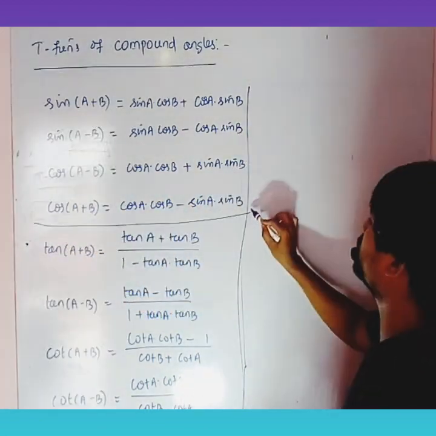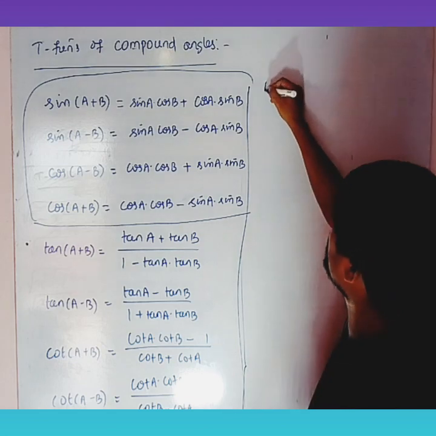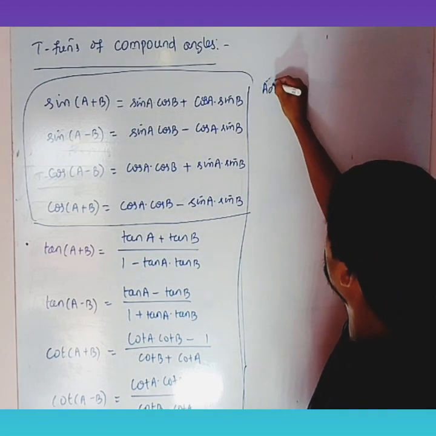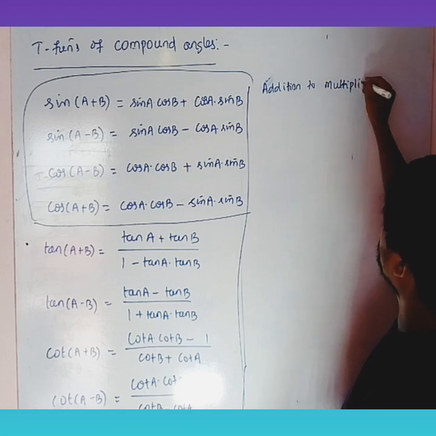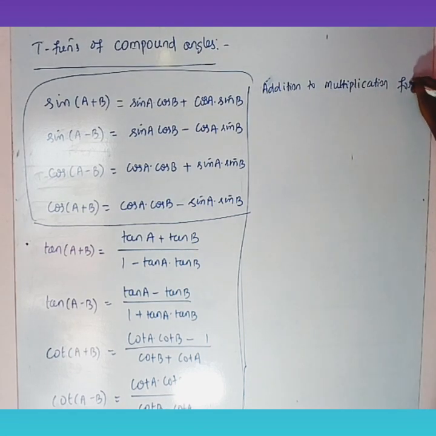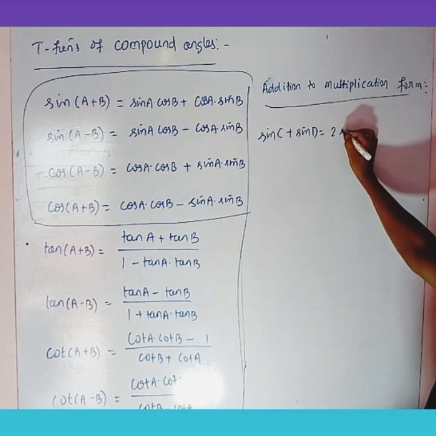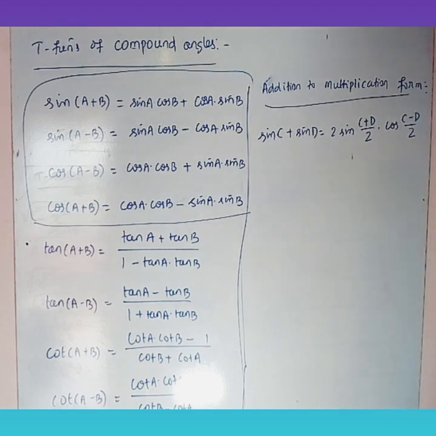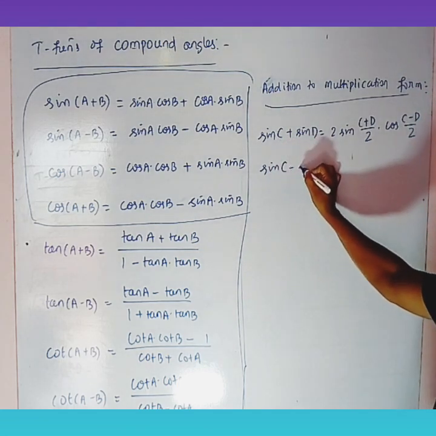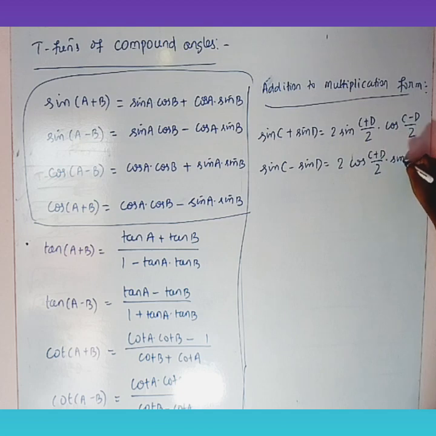Now, by using this formula, addition to multiplication for sin c plus sin d equal to 2 sin c plus d by 2 cos c minus d by 2. Similarly, sin c minus sin d is 2 cos c plus d by 2 into sin c minus d by 2.